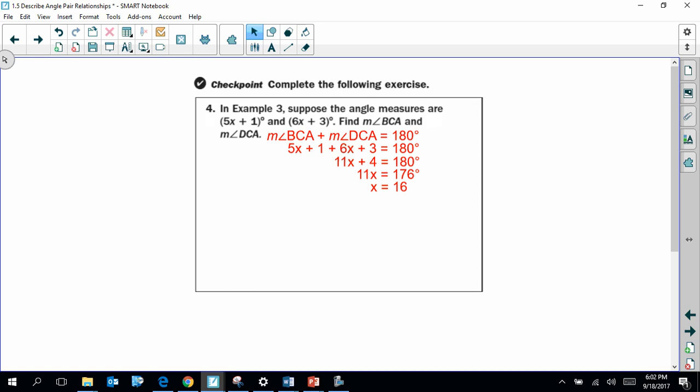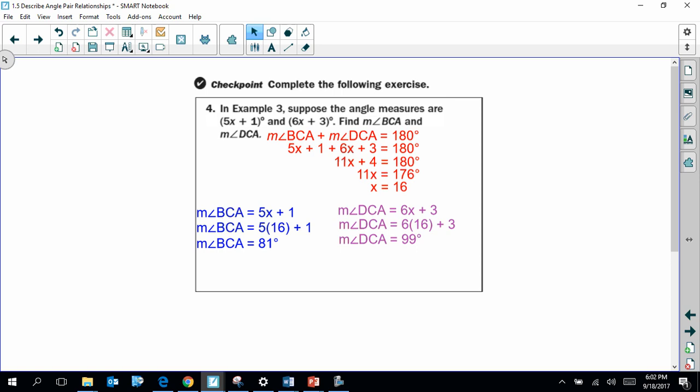I'm going to substitute the expressions, combine my like terms, and isolate my variable, and in this case x is equal to 16. Substituting 16 into the expressions for our angles, I'm going to find that the measurement of angle BCA is 81 degrees and that the measurement of angle DCA is 99 degrees. And again, the sum of my two angles should add up to be 180 degrees. If they don't, I made a mistake somewhere and I have to go back and check my work.